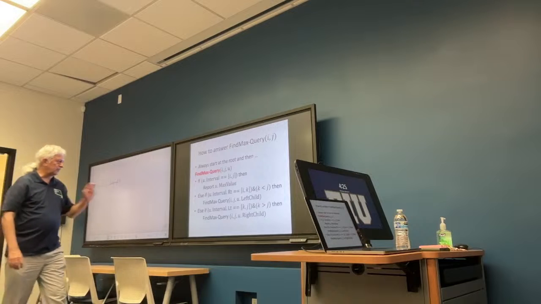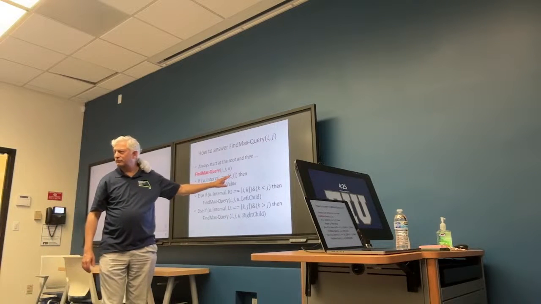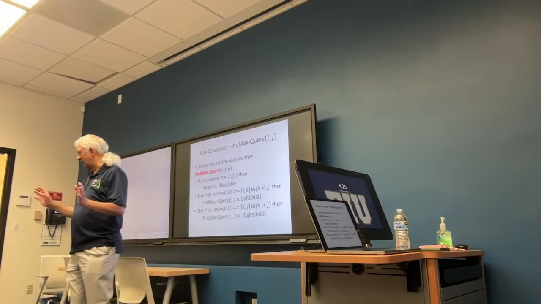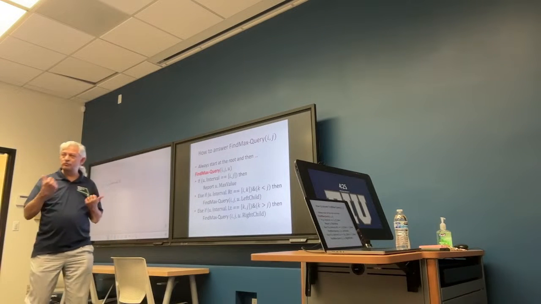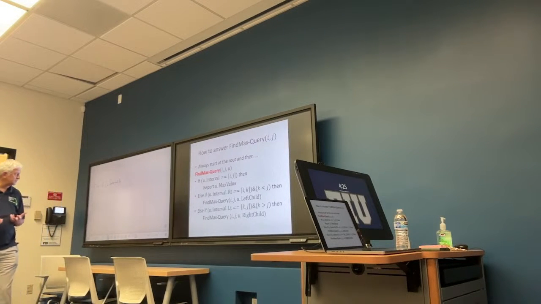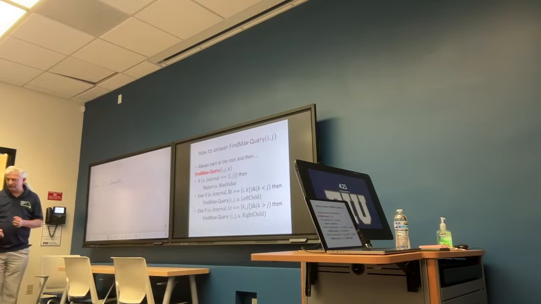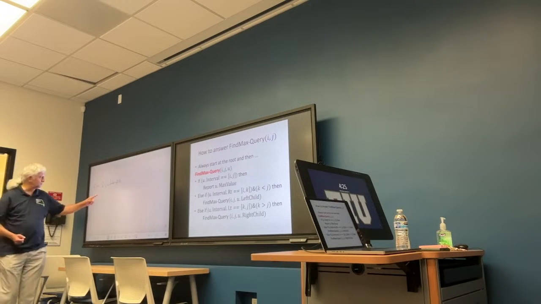Now, if that range matches exactly what we're looking for, then we just report whatever is there. We're done. But if it's not, I have to decide whether to go right or left. And the question is, what is the condition that I need in order to make that happen? Can you tell me what to say here?